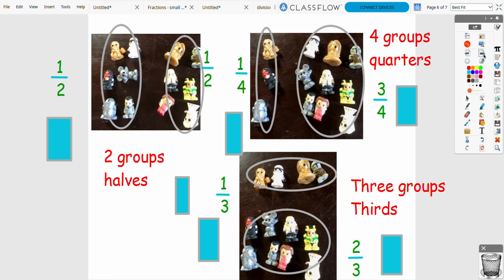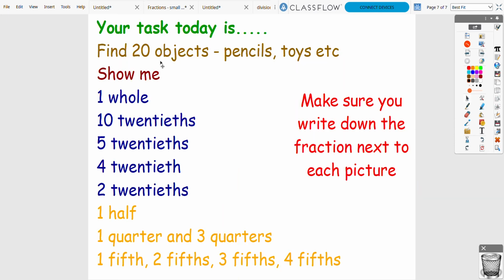So your task today is you need to find 20 objects. They can be pencils, they can be toys, whatever you like, dominoes, I don't mind. Things that I know if you're at school, you can do this. If you're at home, you can do this. First of all, you need to show me some of the fractions. Show me a whole. Show me 10 20ths. Show me 5 20ths, 4 20ths, and 2 20ths.